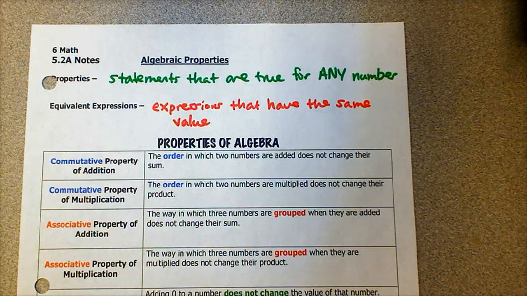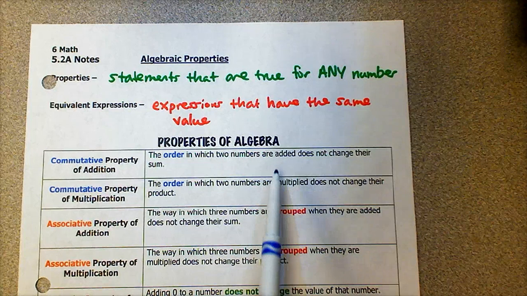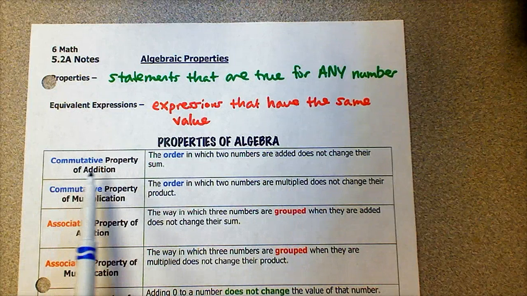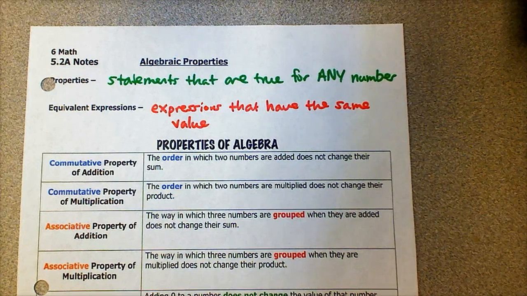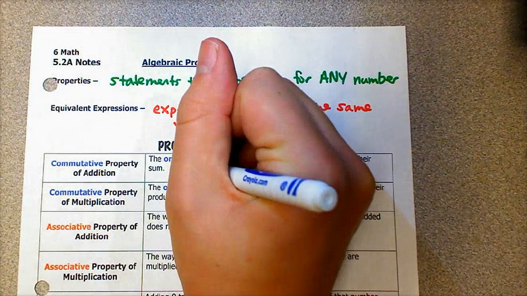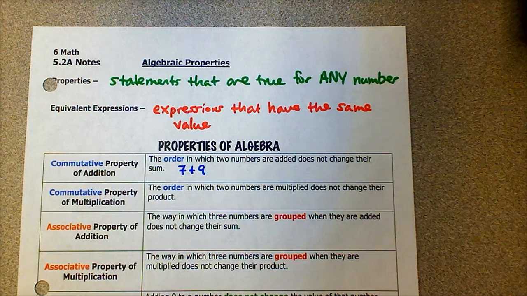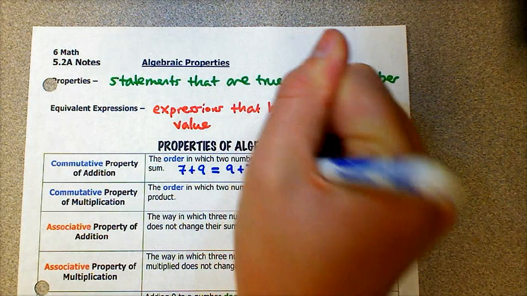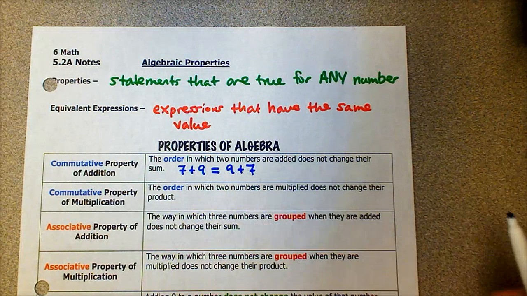The commutative property says that the order in which 2 numbers are added or multiplied does not change their sum or product. So first of all, we have the commutative property of addition. And all that's saying is that it doesn't matter what order you add numbers, you'll still get the same result. So for instance, 7 plus 9 is equal to 16. That's going to be equal to 9 plus 7, which is also 16. So the order you add 2 numbers doesn't matter.